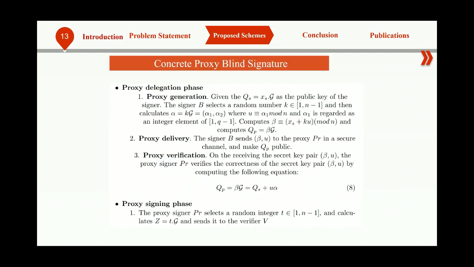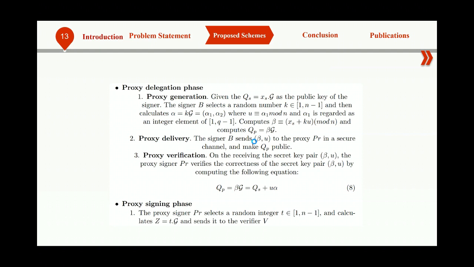We also adopted the proxy blind signature, as I was saying. We have the steps. There is the power of delegation in the first step, which is going to give the power to the proxy. In the first phase, we call it proxy generation. Then the proxy will compute QP. In the second phase, the proxy delegation phase, the signer B will send to the proxy to verify. Then we have the verification phase, and there's also the proxy signing phase, which computes zeta equal to TG and sends it to the verifier.